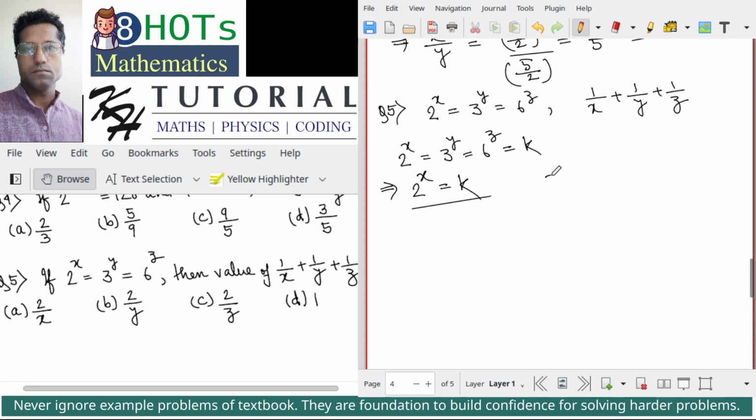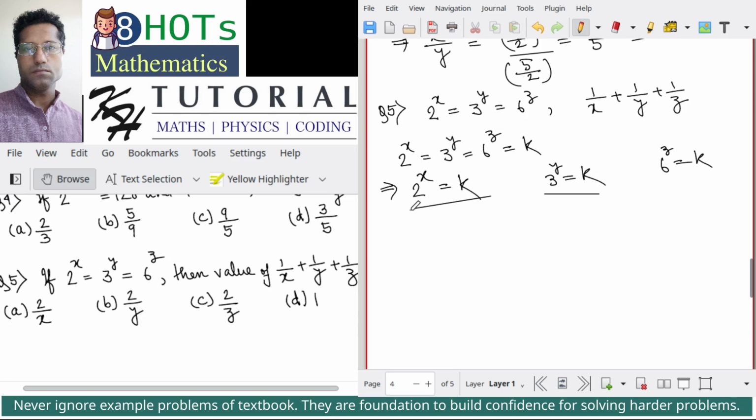Similarly, from 3 to the power y is equal to k, I want to find 3 in terms of y, that is 3 is equal to some expression, that expression may have power y or something else. So 3 in terms of y. Similarly, from 6 raised to the power z is equal to k, I want to have 6 equal to some expression that will have z. Then I will multiply, and I will get 2 in terms.